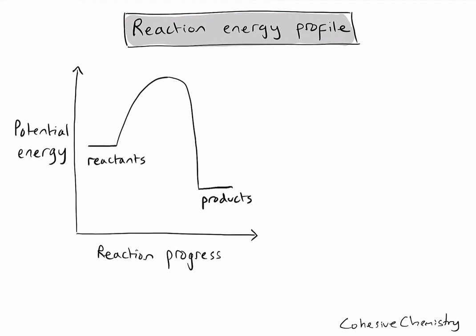So, what are the important features of this reaction energy profile? Well, the first thing is that I can see, in order for my reaction to occur, I first require an increase in potential energy in my system in order to break the bonds. And the amount of energy required to do this is called the activation energy.